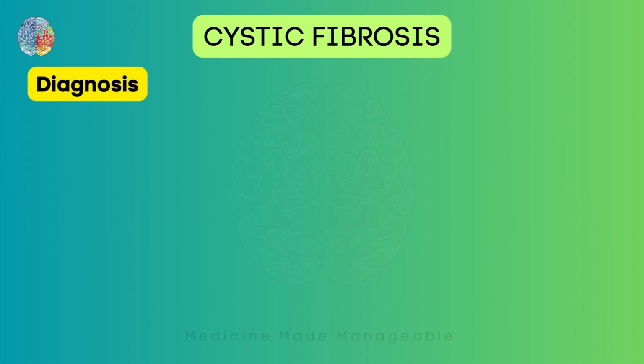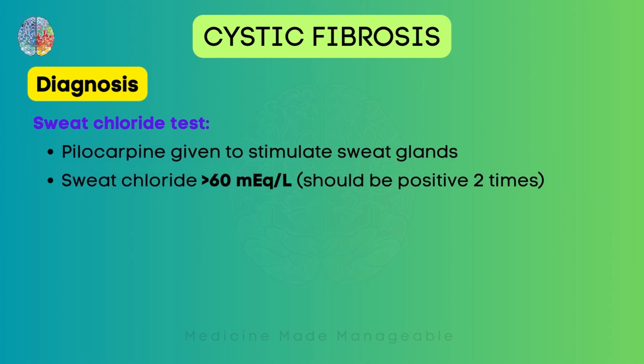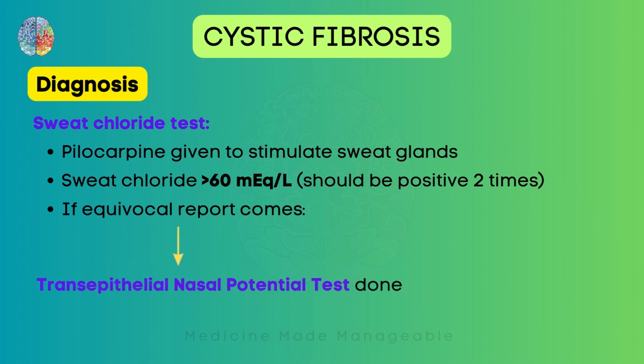Now, how are you going to diagnose this condition? So we can do a sweat chloride test. How? We will give pilocarpine to stimulate the sweat glands. And if the sweat chloride is more than 60 milliequivalents per liter, we can say that the person has cystic fibrosis. But if you did it 2 times and once it came positive and once it came negative, we can actually do another test called the transepithelial nasal potential test.